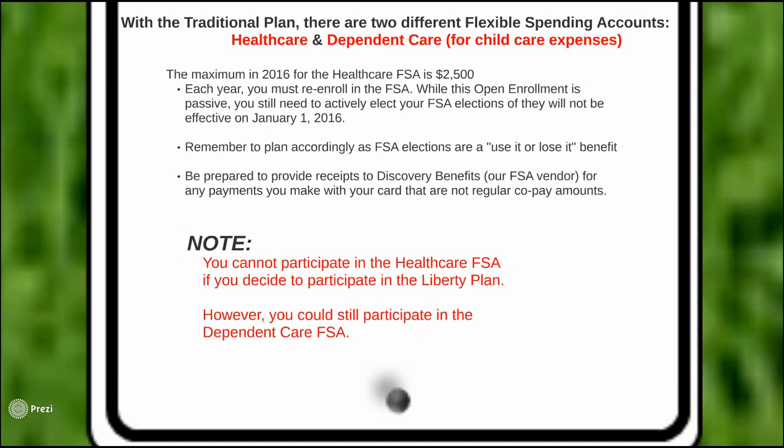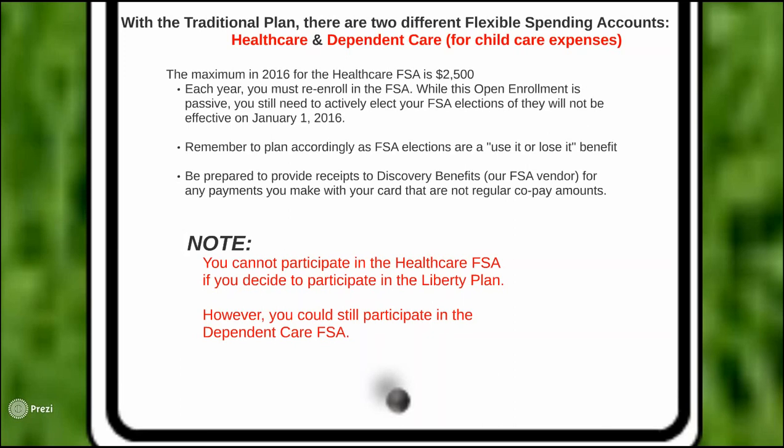Make sure you plan the amount that you want to elect, because FSA elections are use it or lose it. So you want to only elect the amount that you think you're going to spend on eligible healthcare expenses in 2016. With the FSA, you'll also receive a debit card. Be prepared to provide documentation to Discovery Benefits for any expenses that you use your card for when they're not regular copay amounts.